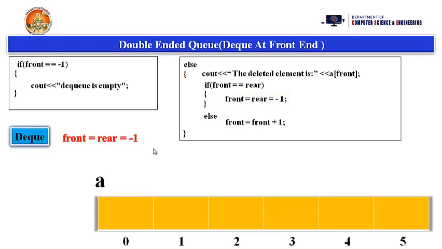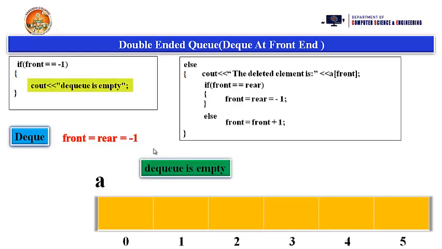Now, suppose I want to dequeue the element here. Check the condition. If front equal to -1, yes, front equal to -1. Why? Because the queue is empty now. So in this case, we need to execute the statement "dequeue is empty". So it is not possible to delete the element from the queue. So that statement will be printed on the monitor.